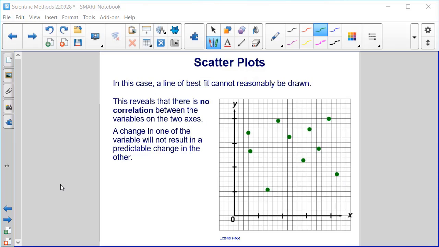In this case, a line of best fit cannot reasonably be drawn. This reveals that there is no correlation between the variables on the two axes. A change in one of the variables will not result in a predictable change in the other.